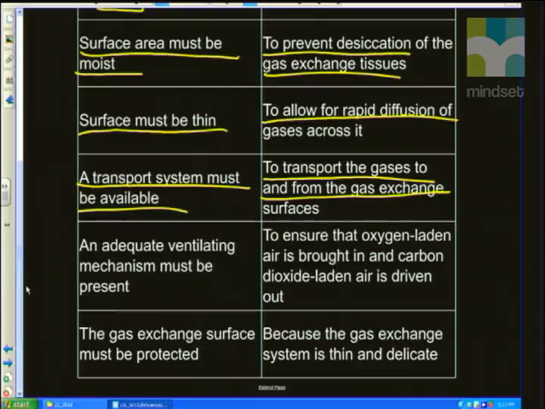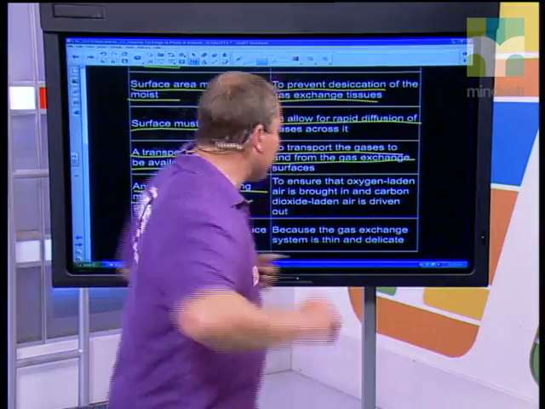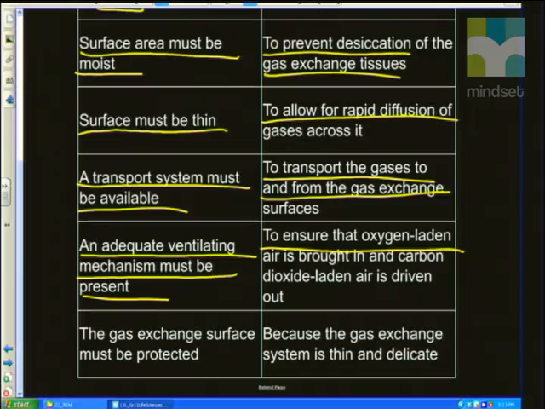Then, adequate ventilation mechanisms must be present. So in other words, the structures have to be there to be able to take the oxygen in. Without that, we're not going to go anywhere. It's to ensure that oxygen and air is brought in and carbon dioxide is driven out. So we take in oxygen and push carbon dioxide out. Simple.